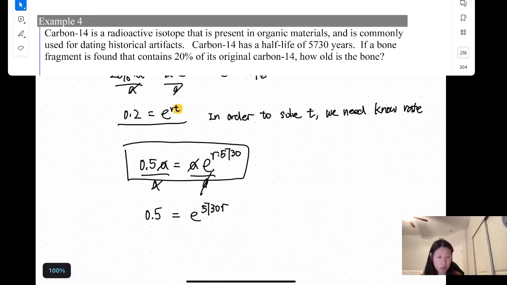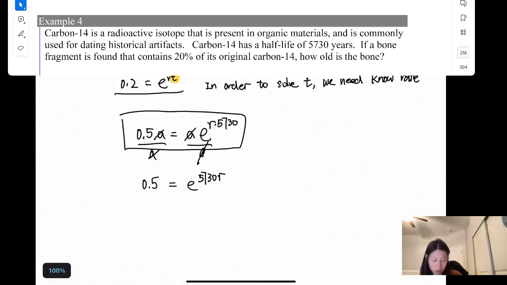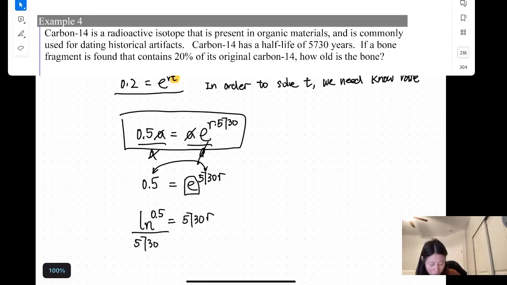Again, now we have the variable in the exponent. In order to undo the exponent, we write this as a logarithm function. So how do we do that? What's the base? The base is e, right? So I have log base e, which is the natural log. We can write this as natural log and then swap these two. So when I swap it, I have natural log of 0.5 equals 5730 times r. To solve for r, we can divide by 5730 on both sides.